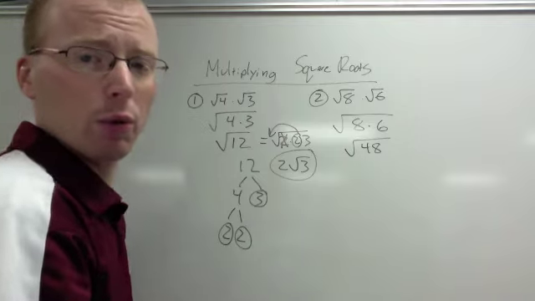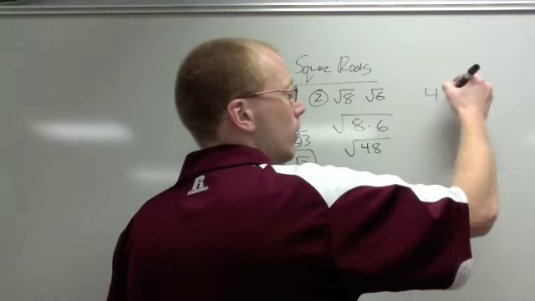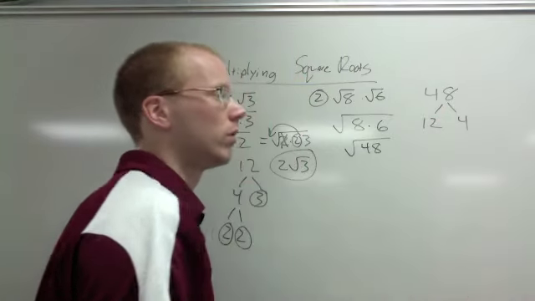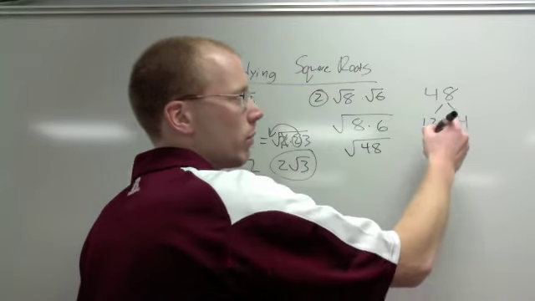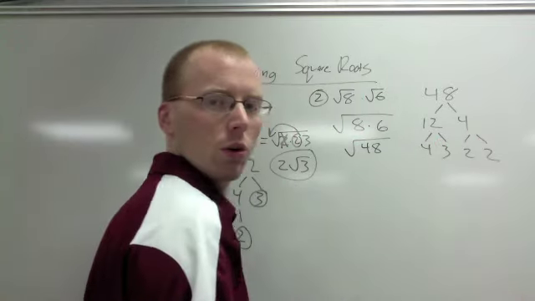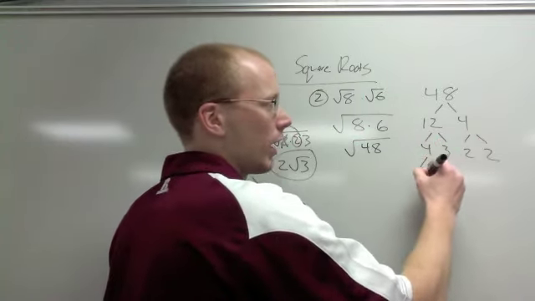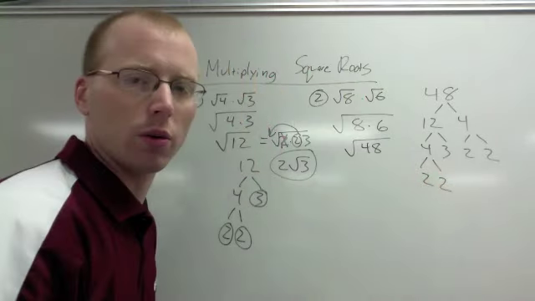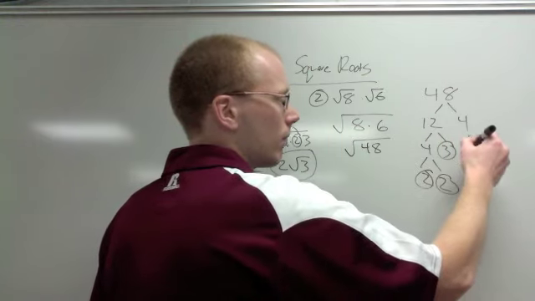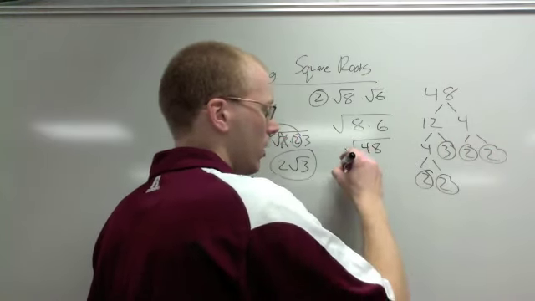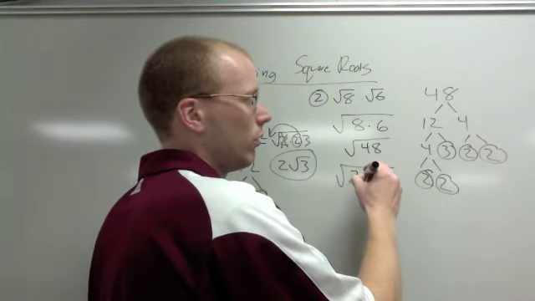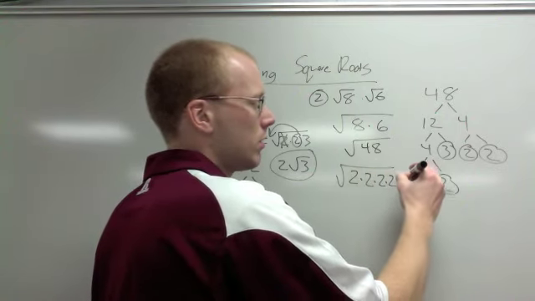Same thing with 48. We'll make a factor tree. 48 we can break down into 12 and 4. You can break 12 down into 4 and 3, 4 down into 2 and 2, and 4 again down into 2 and 2. Can put all my factors under our radical. I get 2 times 2 times 2 times 2 times 3.